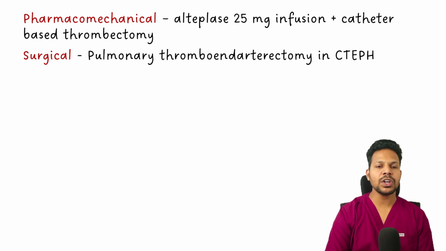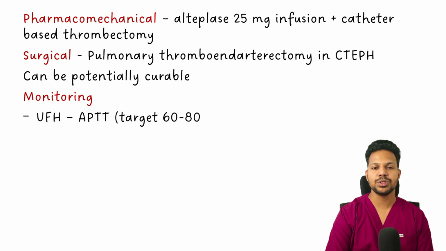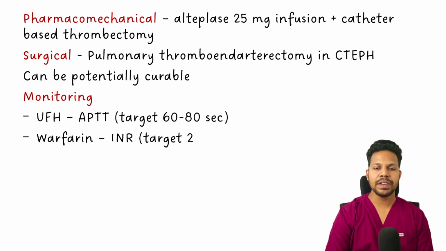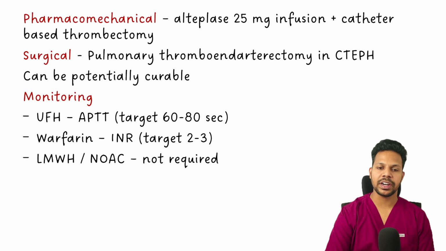And for monitoring of the anticoagulation, if you are giving unfractionated heparin, monitor APTT and the target should be 60 to 80 seconds. If you are giving warfarin, the target INR should be 2 to 3. And for low molecular weight heparin or the novel oral anticoagulant agents, there is no requirement for monitoring.